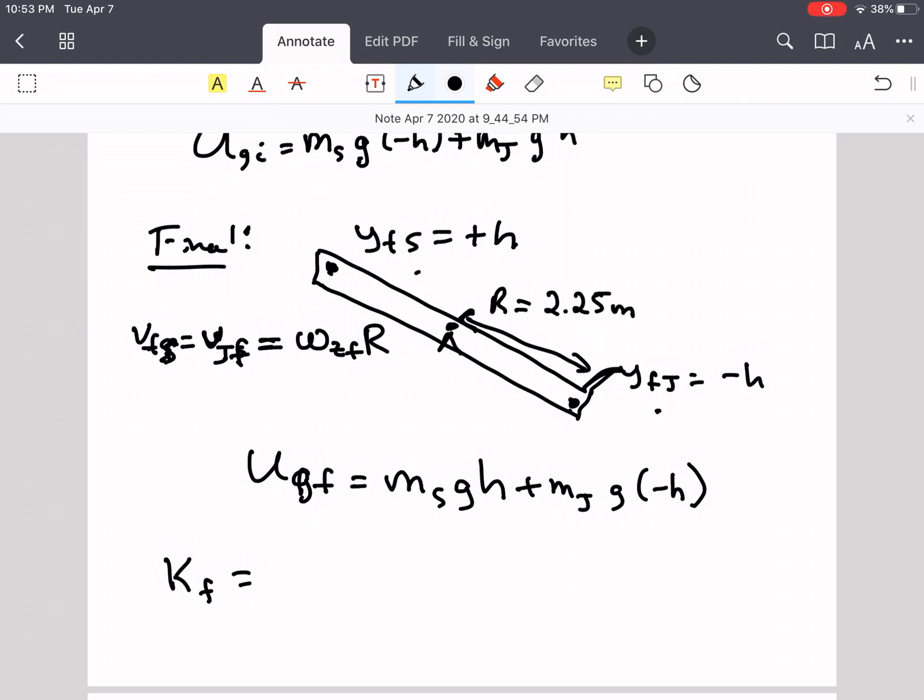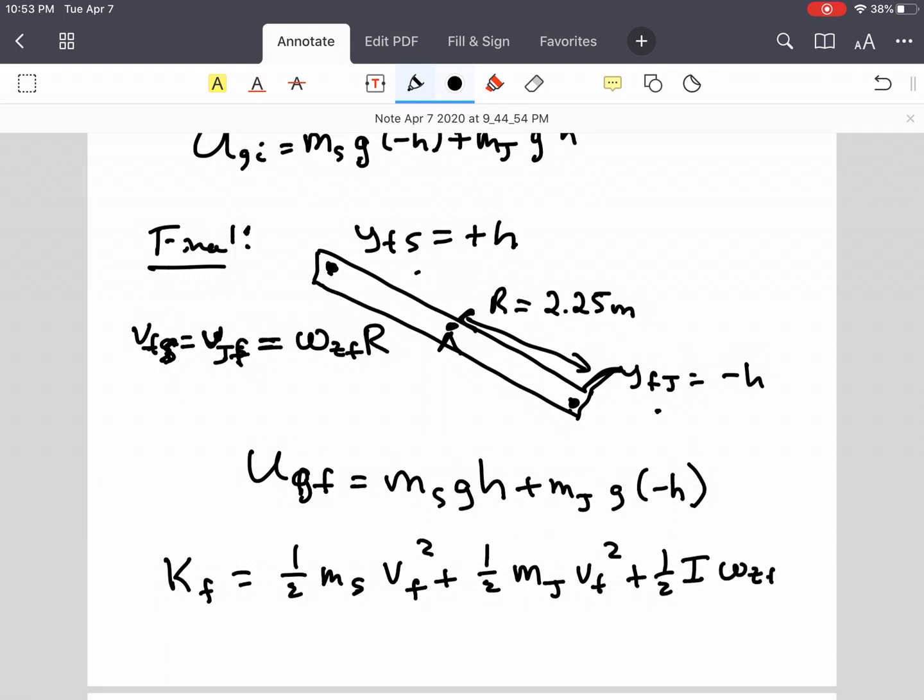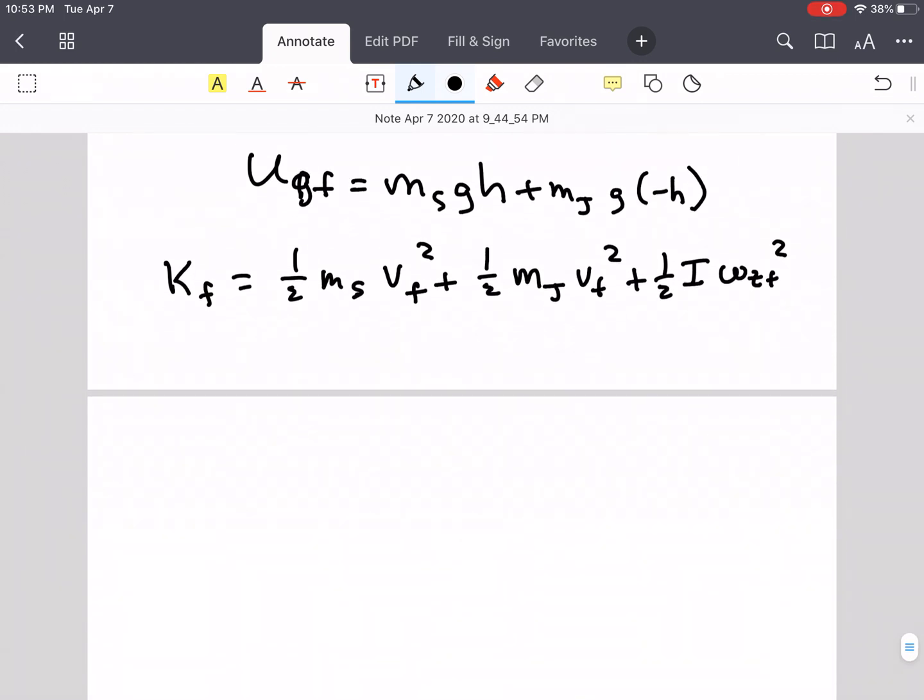All right, so now if we go through, our final kinetic energy is 1/2 mass of the student times the speed of the student squared, plus 1/2 mass of Juan times that same speed squared, plus 1/2 the moment of inertia of the rod times omega squared. And now let's go ahead and plug in the information we know. So these first two terms, I've already done that.